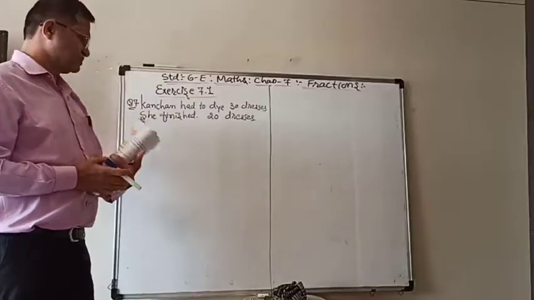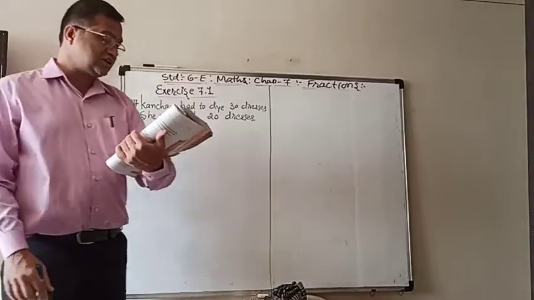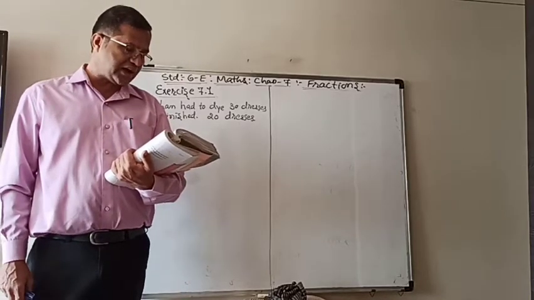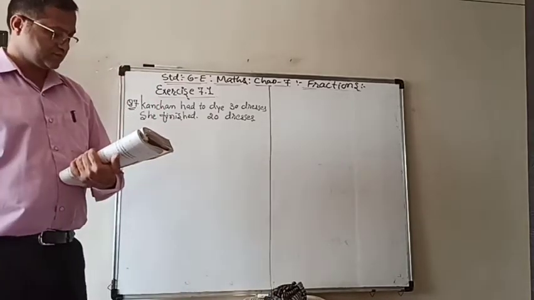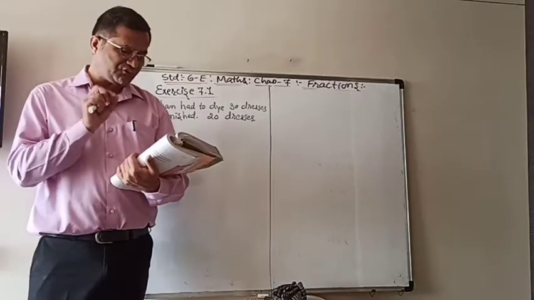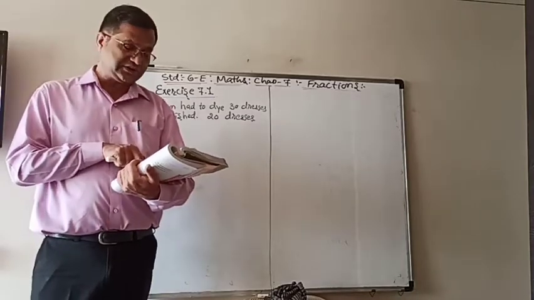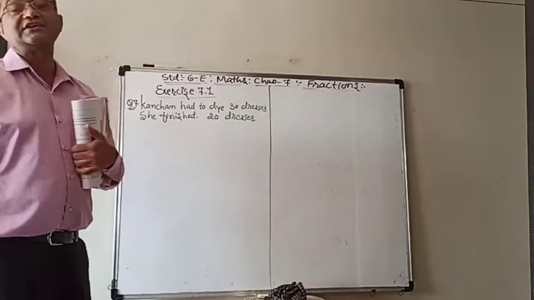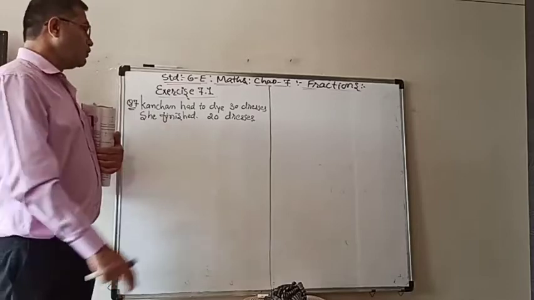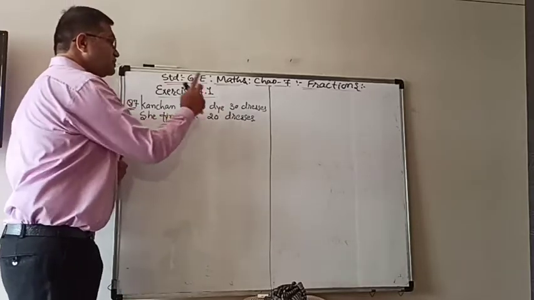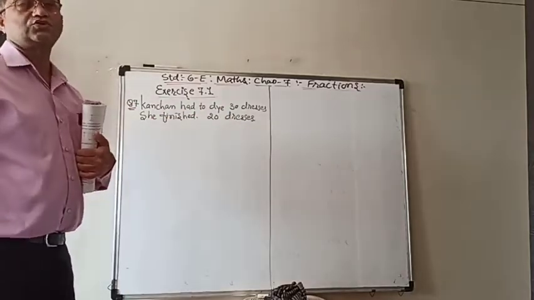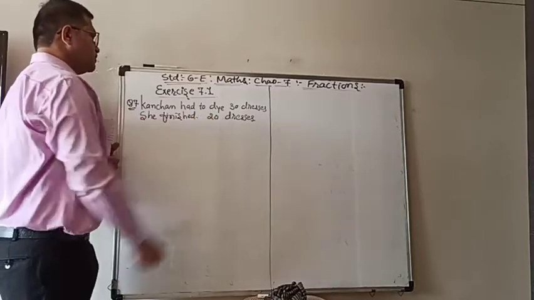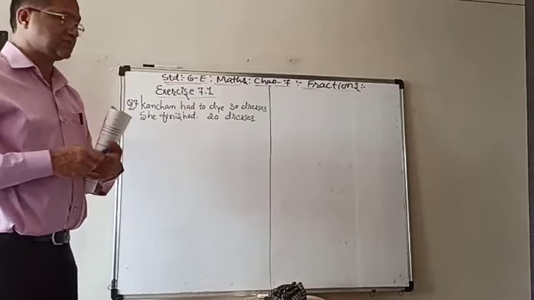Now question number 7. Kanchan dyes dresses. She had to dye 30 dresses. She has so far finished 20 dresses. What fraction of dresses has she finished? So now total 30 dresses to dye, and out of which she already finished 20 dresses.